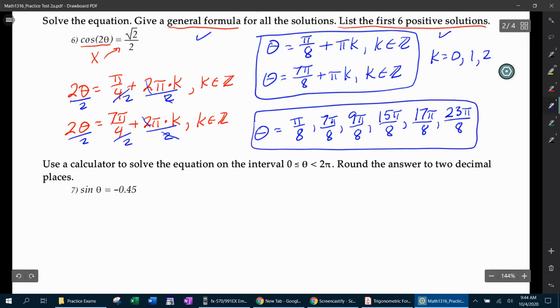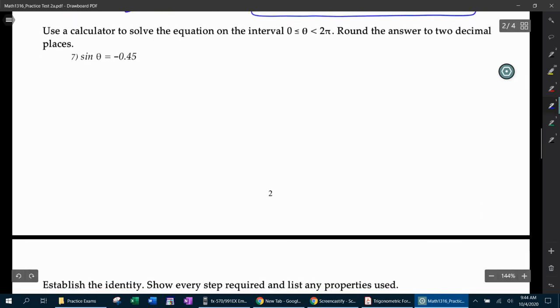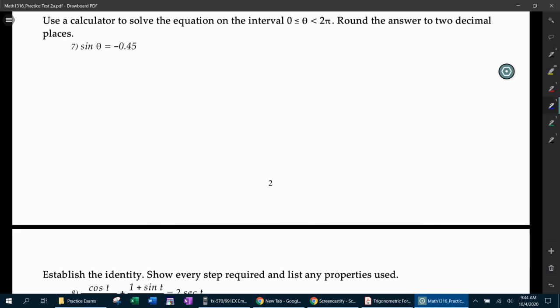And that takes care of our first 6 positive solutions. So there's number 6 done. And now we're to the last problem in this video here. We're going to use a calculator to solve the equation on the interval from 0 to 2 pi. And we do need to round to 2 decimal places.